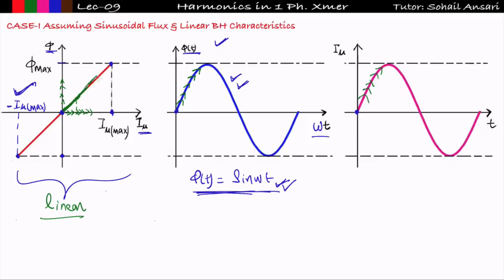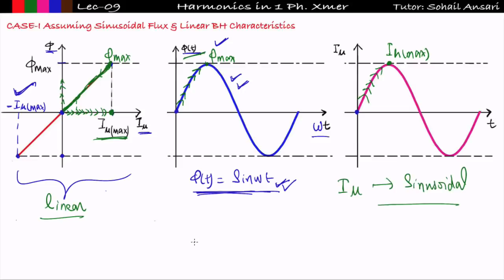Now see here, if phi is equal to phi max, then what is the value of the magnetizing current? At that point, the value of the magnetizing current will be equal to I mu max. So if phi is equal to phi max with respect to time, then the magnetizing current at that time is also I mu max. In this way, if I move to the negative side from here to here, I will get exactly the waveform like phi t. So the waveform of the magnetizing current is also sinusoidal in nature.